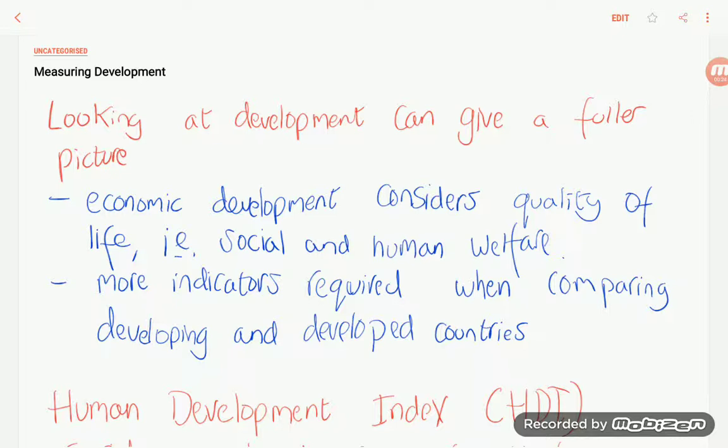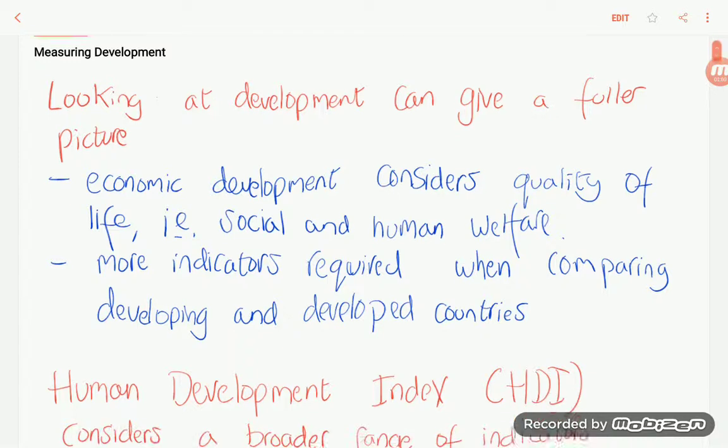Measuring the economic development of a country means trying to work out the level of social and human welfare, sometimes called the quality of life. To measure development, economists need more indicators than just economic growth, inflation and unemployment rates to be able to get a fuller picture of the quality of life in a country. This is especially important when comparing the economies of two very different countries. For example, a rich, economically developed country such as the UK and a poor, less economically developed country such as Nigeria.